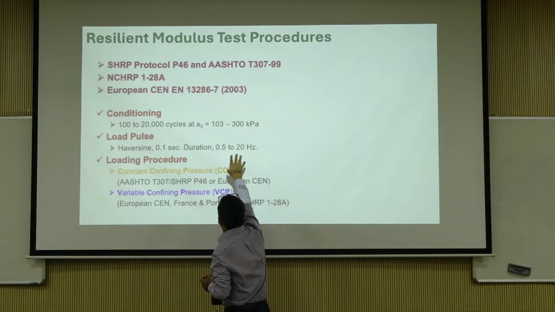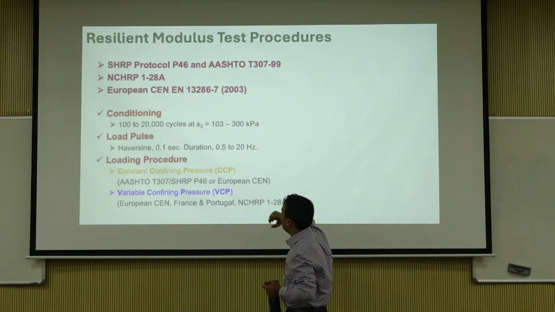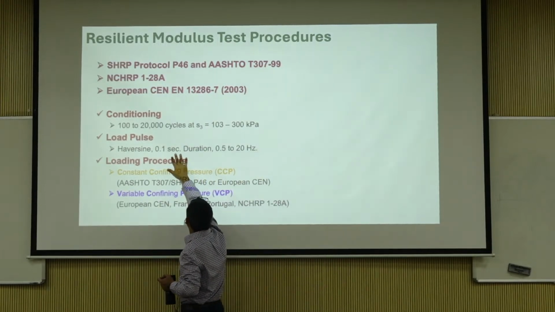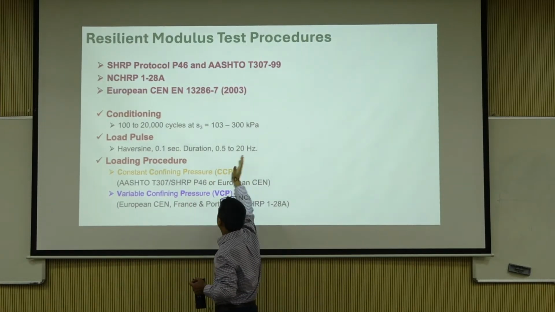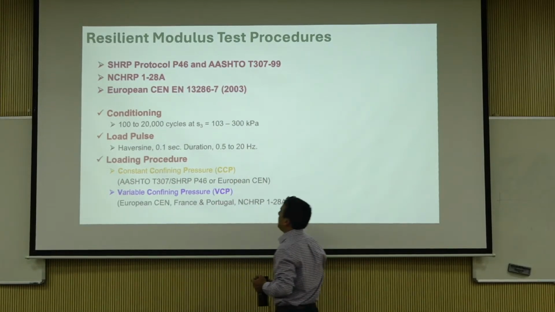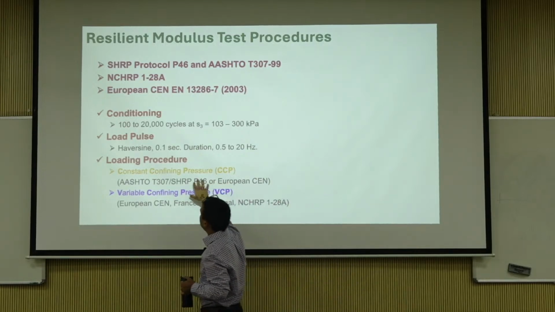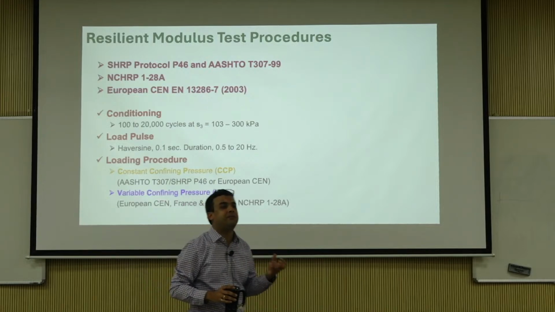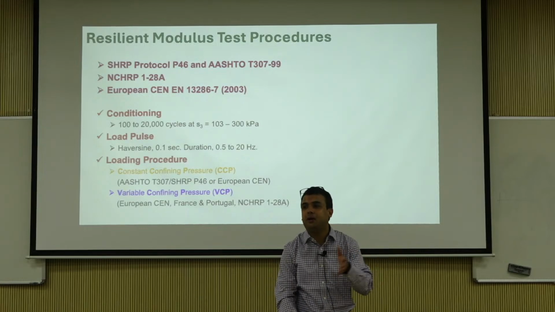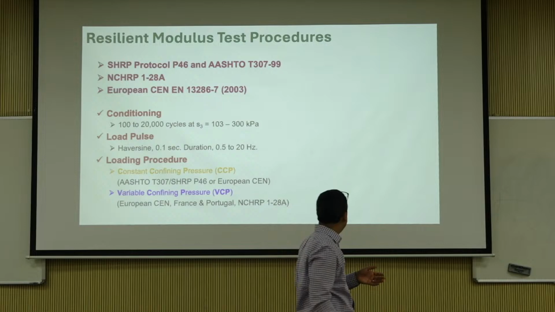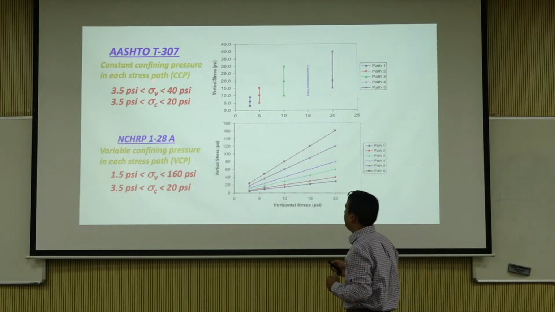We'll talk about it at 15 psi or 103 kPa. Sometimes, depending on other methods, it can go up to 300 kPa. Load pulse 0.1 second duration. People talk about 0.5 to 20 hertz. Again, that depends on the relative difference between rest period and loading period. And then the loading can be using two different methods. One is called constant confining pressure, which is the most common thing you see, and the other one is called variable confining pressure, and we'll get to that a little bit. Well, we'll get to that right now.